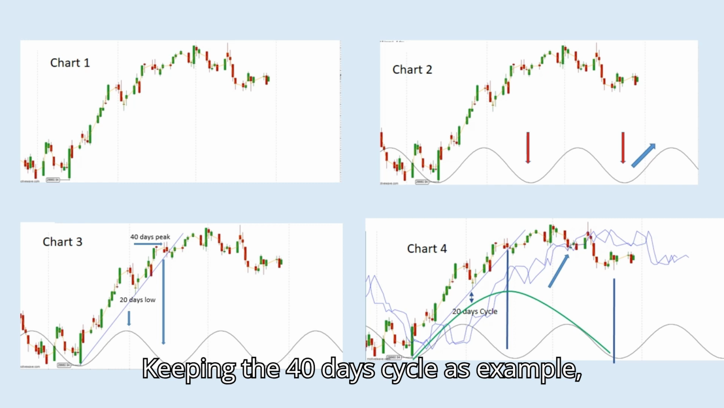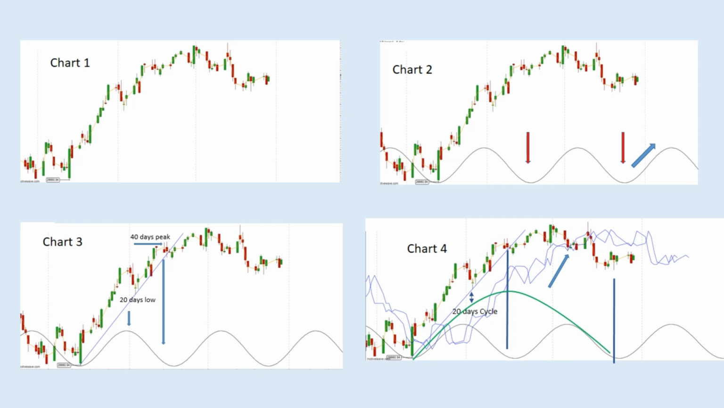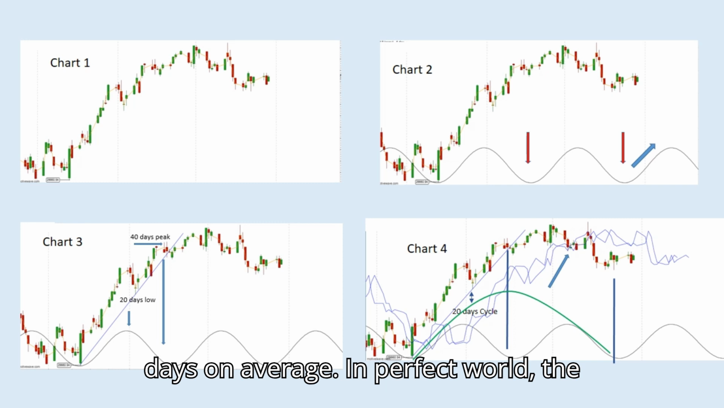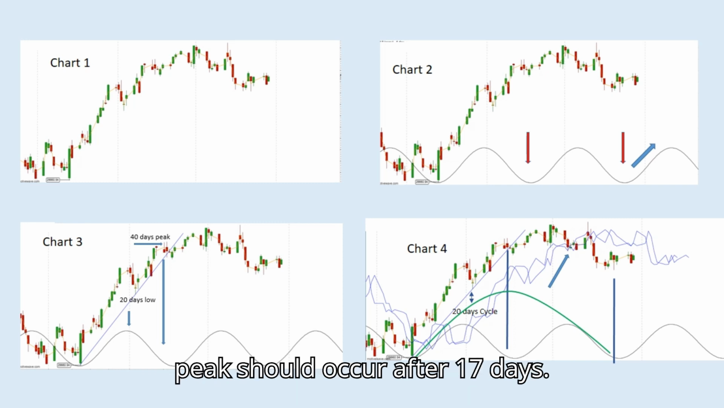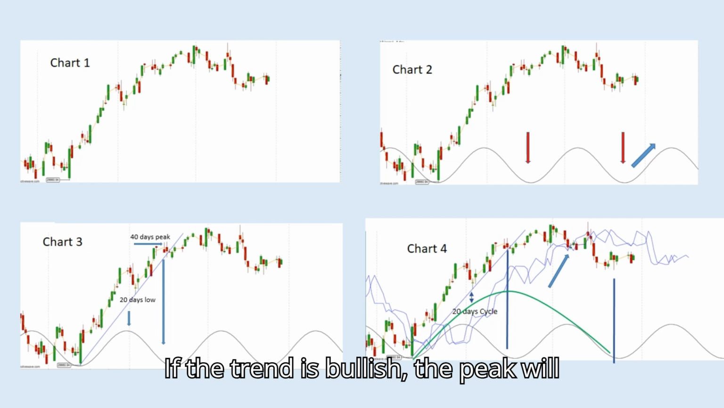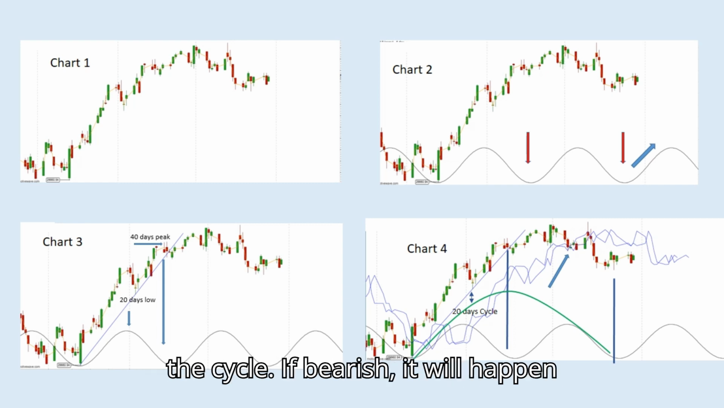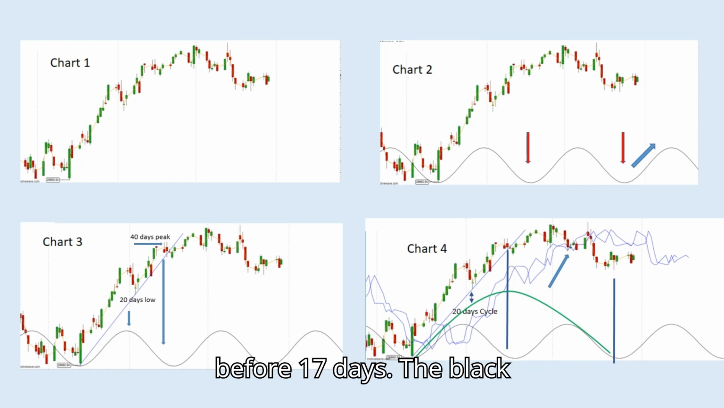Keeping the 40-day cycle as an example, we know the 40-day cycle length is 34 days on average. In a perfect world the peak should occur after 17 days. If the trend is bullish, the peak will occur after 17 days, on the right part of the cycle. If bearish it will happen before 17 days.